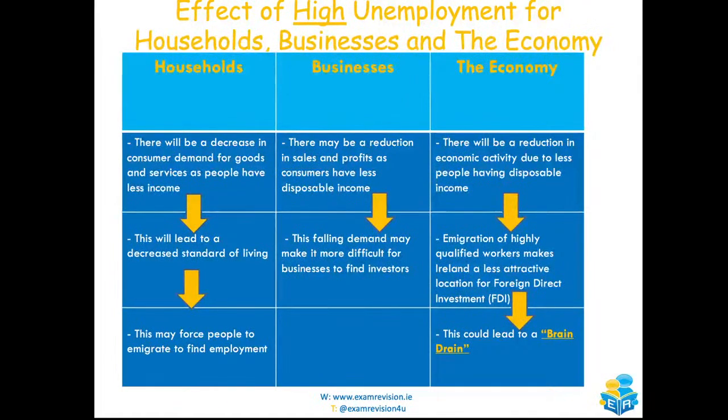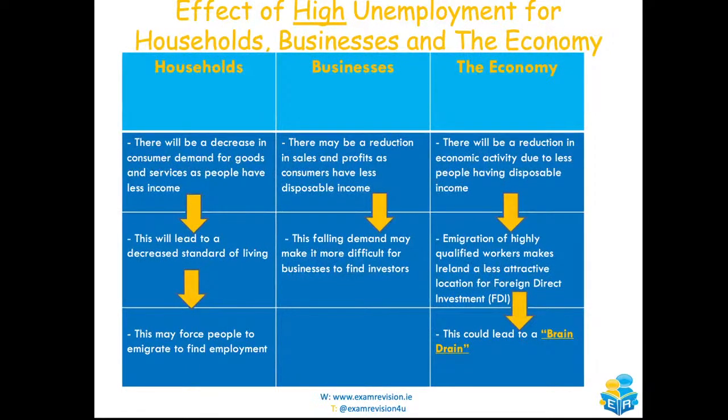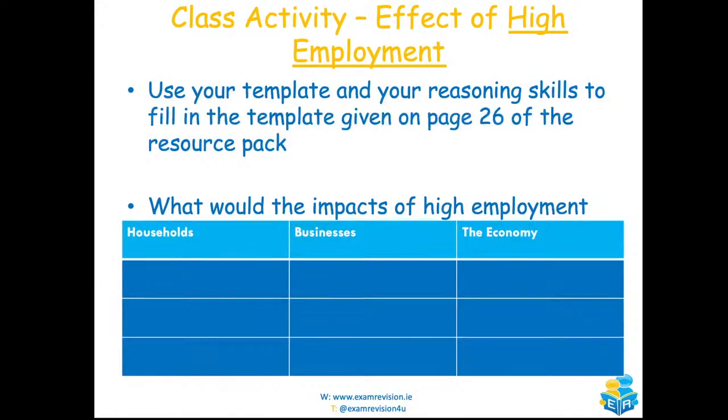If we were in a classroom situation now, I would get my students to fill in this grid here. I would get them to flip their thinking and fill in a template to look at the effects of high employment. We now know the effects of high unemployment, but say there were lots of people employed, and the unemployment figure was 3% or 4% as the Irish government wants. What are the different effects this could have on households, businesses, and the economy?